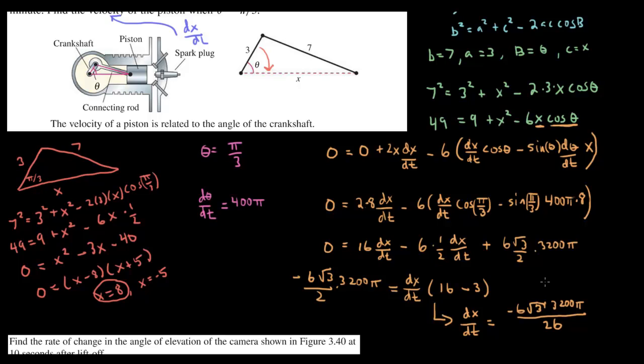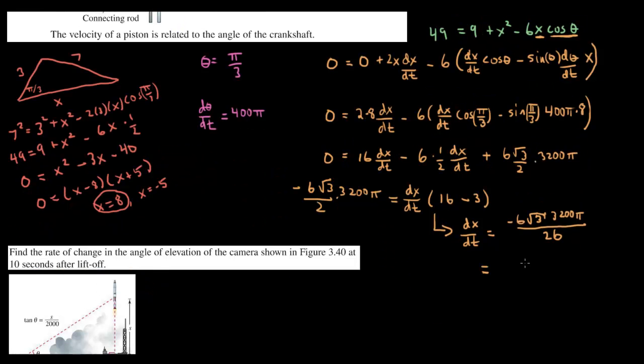Now it's clearly not simplified. Let's see if it simplifies, or how it simplifies. So I get negative 9,600 square roots of 3 times pi over 13.